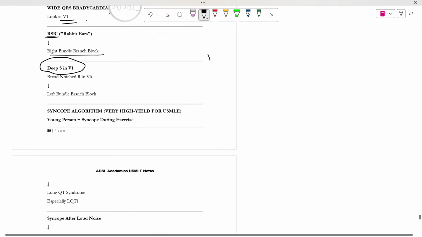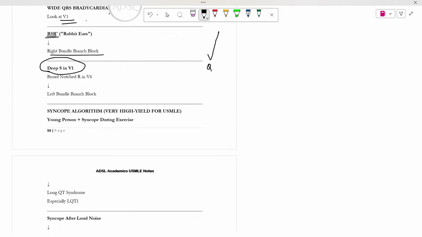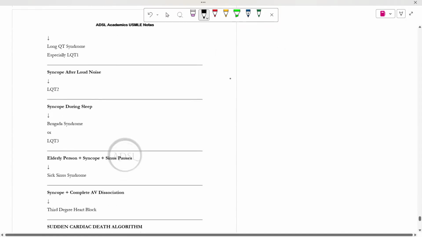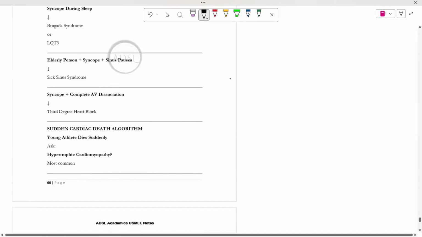The first downward deflection is Q. The first upward deflection is R. The second downward deflection is S. But suppose there is another upward deflection, then it is called R dash. So it will be like this: R, S, R dash. This M kind of pattern, if you see, then you're dealing with a right bundle branch block, or if you're seeing a deep S over here, then you are dealing probably with a left bundle branch block. All right, so this is what you are going to see.